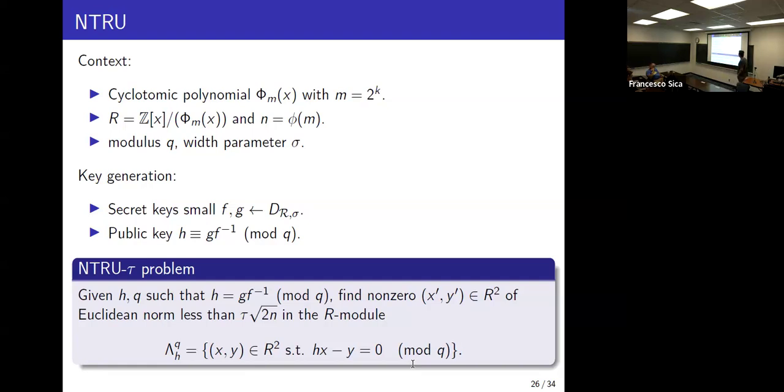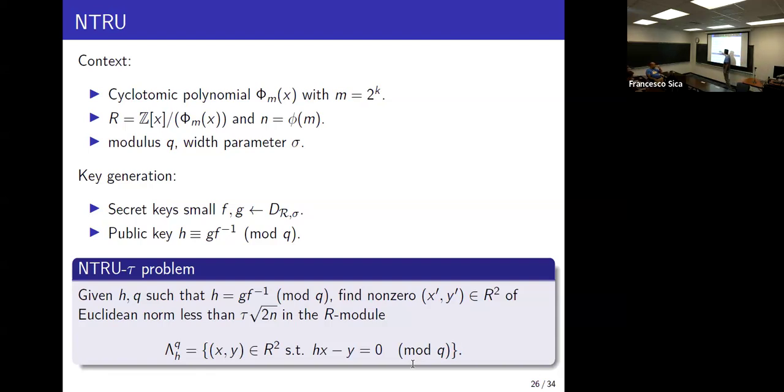Okay, so the key generation for NTRU-based encryption is slightly different to the LWE problem because it's a different assumption, but it's very easy. It looks like this.